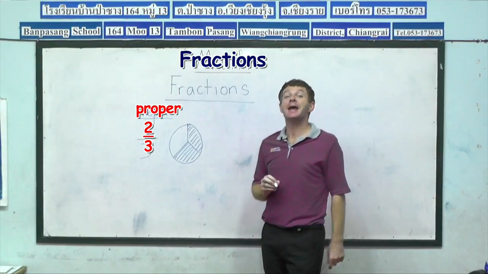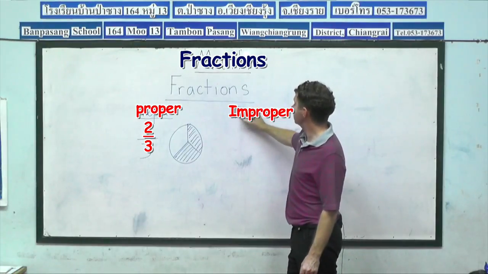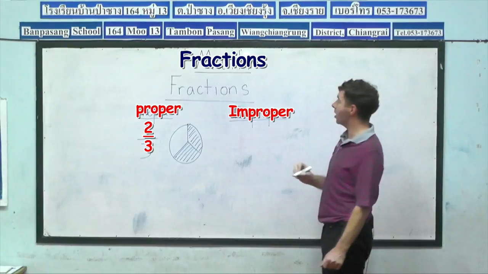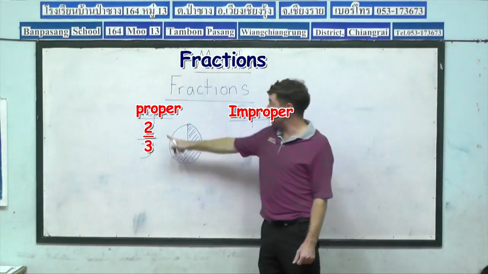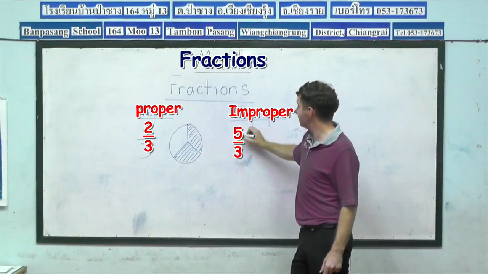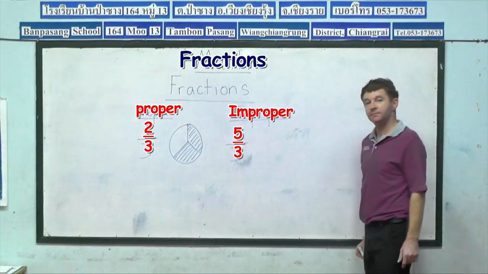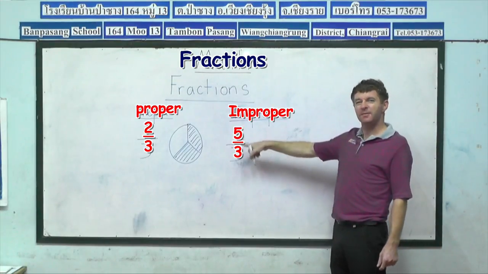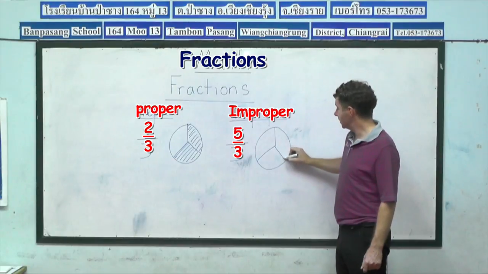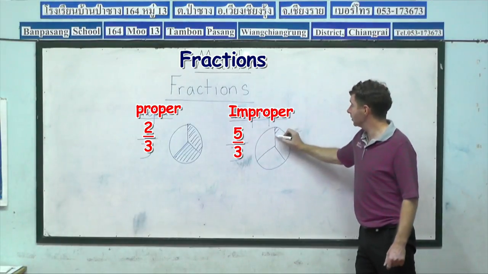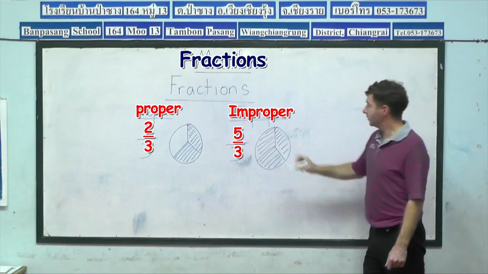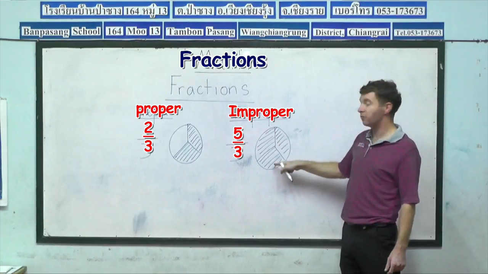And then the next one we learnt about, improper fraction. I-M-P-R-O-P-E-R. Improper. Now what improper means is when the top number, the numerator, is larger than the denominator. For example, we could have 5 over 3. Now here you can see we've got 5 parts, but only 3 is the whole. So what this means is that we would have one circle in 3 parts like this, and all of them will be blue. So at the moment, that represents 1, 2, 3 over 3.